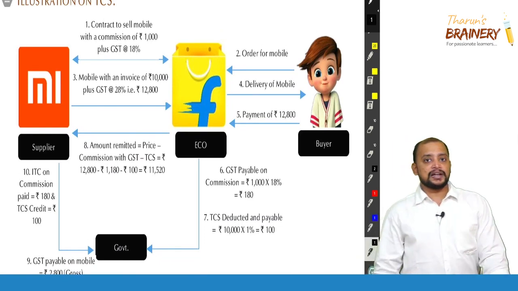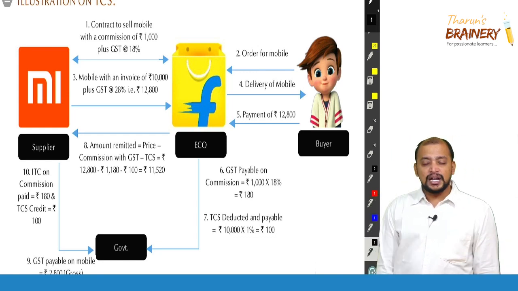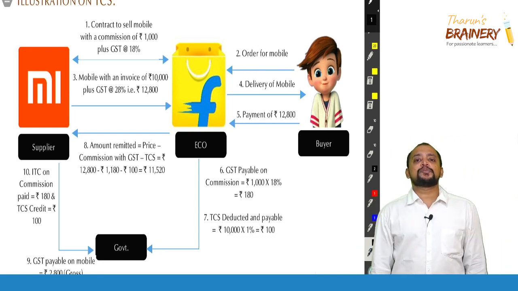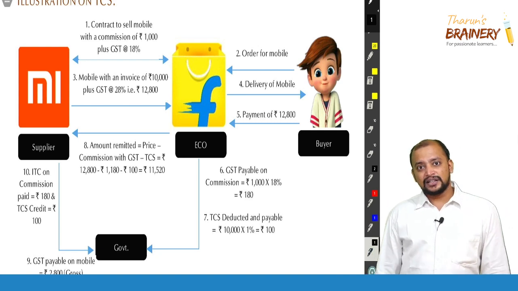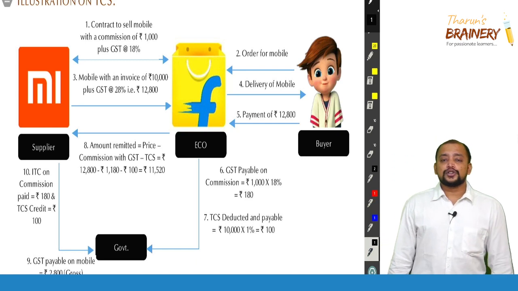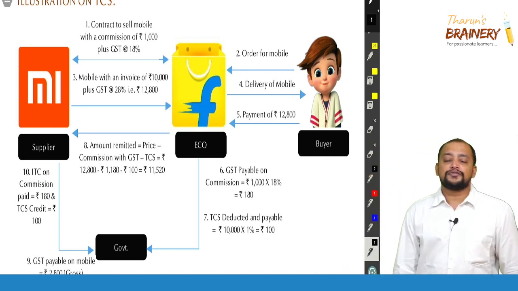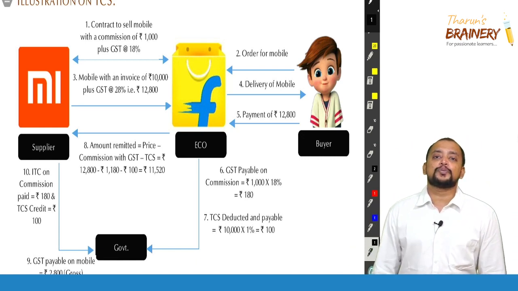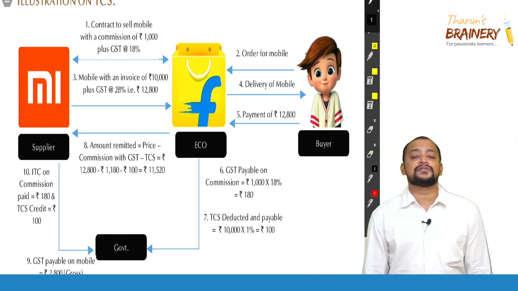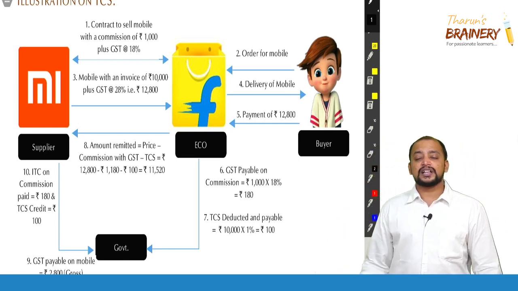So there is a supplier called MI Mobiles, an e-commerce operator Flipkart, and a buyer. Now MI Mobiles enters into a contract with Flipkart to sell a mobile at say 10,000 rupees, the price of the mobile plus GST 28%. So therefore 12,800 is the price of the mobile, and they get a commission of 1,000 rupees plus GST 18%. So 1,180 they will get as a commission. Who will get? Flipkart will get. So that is the contract.